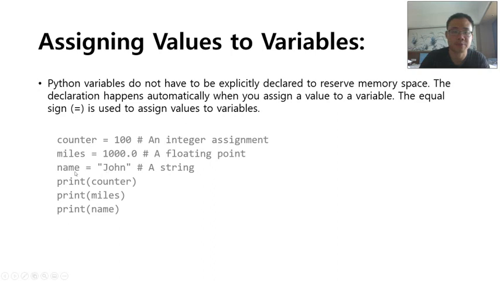Okay, for example, name. Although we say name equals John, we say John is a string, but actually this is not an equal sign. This is a value assignment sign. We assign the string value to this variable. So this variable name now takes the value of John.